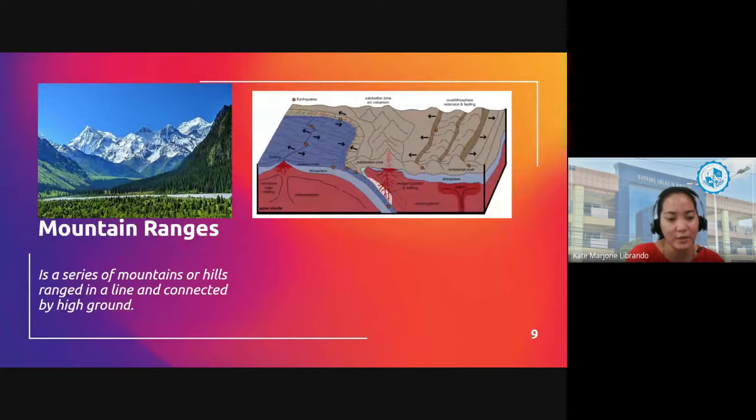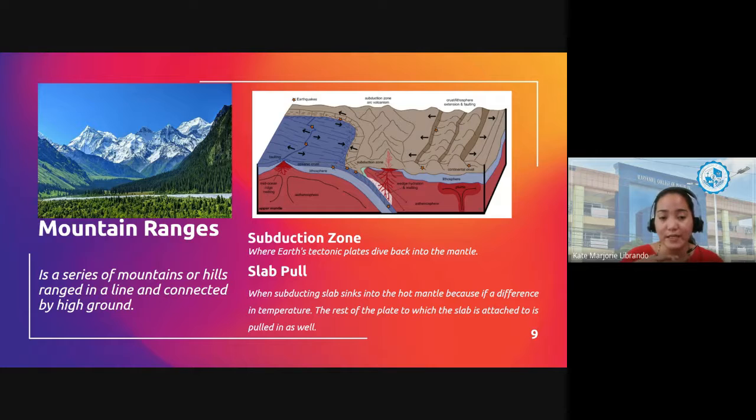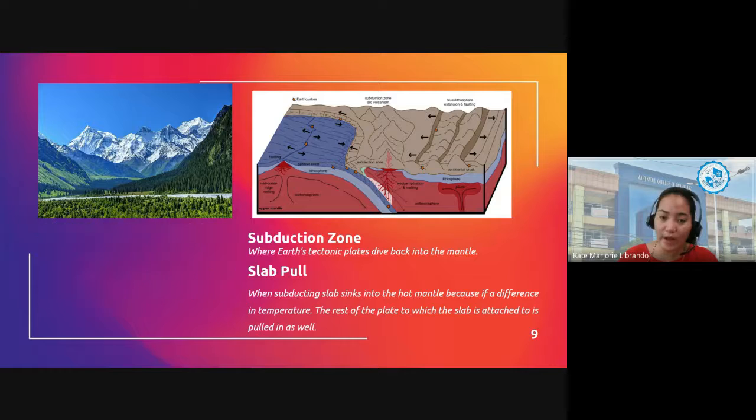Now, a mountain range is a series of mountains or hills, and it occurs along the subduction zone. It is where the Earth's tectonic plates dive back into the mantle, and the slab pull is the force that pulls the crust deep down through the mantle. The rest of the plate to which the slab is attached is pulled in as well.